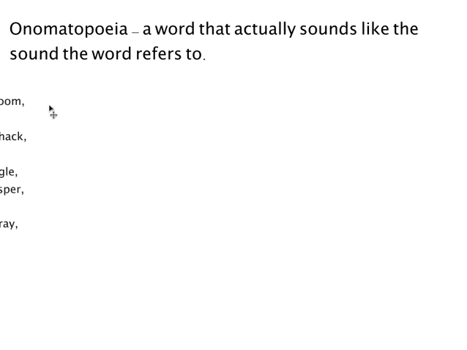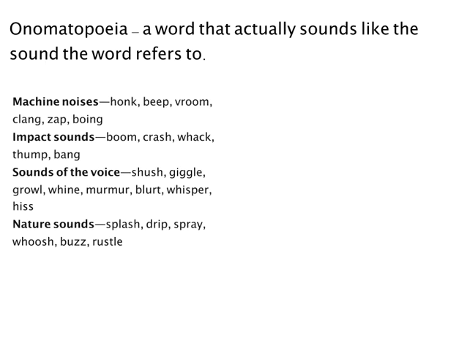If we look at some examples, right, there are machine noises: honk, beep, vroom, clang, zap, boing. The impact sounds: boom, crash, whack, thump, bang. Sounds of the voice: shh, giggle, growl, whine, murmur, blurt, whisper, hiss. Or nature sounds: splash, drip, spray, whoosh, buzz, rustle. All of these sounds are onomatopoeia. The word, when we say it, sounds like the sound it's referring to.